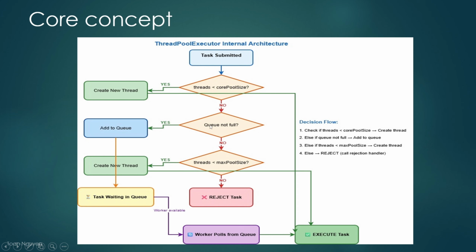If the queue is already full, and the answer is no, then it checks again whether the thread count is less than the max pool size. If yes, a new thread is created and the task is executed immediately. Otherwise, the task is rejected. This diagram on the right describes the same logic in text form. The diagram is easier to understand.